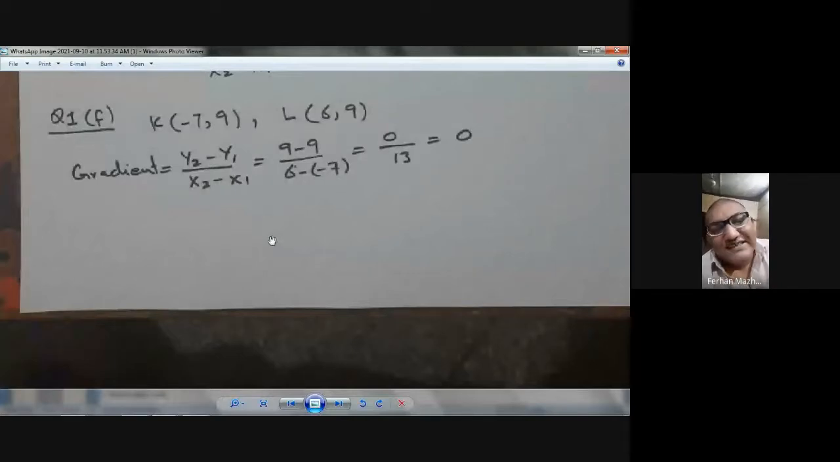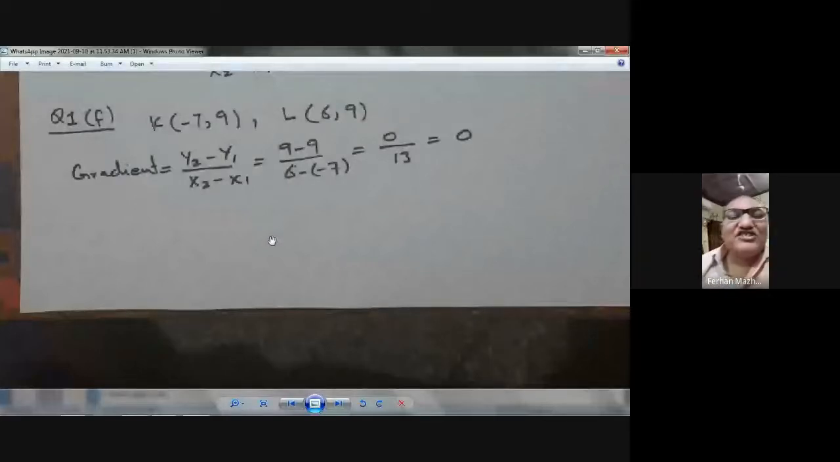The y2 is 9, y1 is also 9, so 9 minus 9, and x2 is 6 in the formula, and the x1 value is minus 7. So 9 minus 9 will be 0, 6 minus minus 7 will be plus, so 6 plus 7, that will be 13. 0 divided by 13 will be 0. So the gradient will be 0.